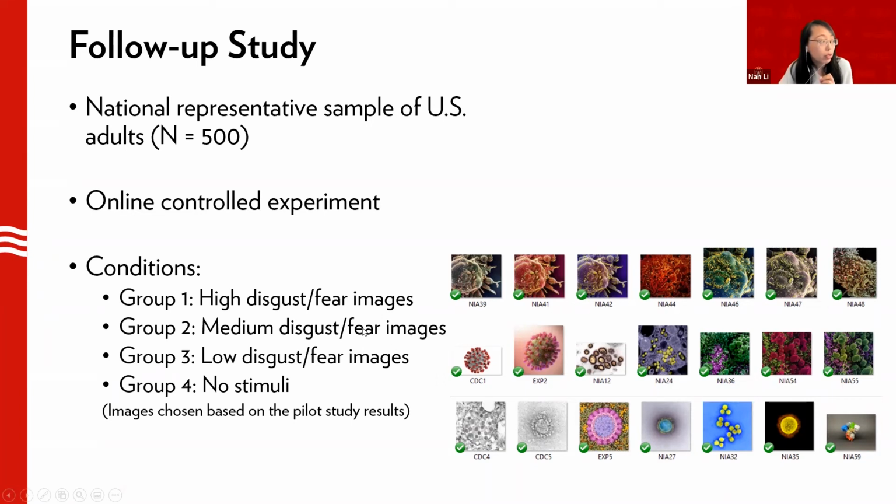And for each of the treatment groups, I showed people different sets of images based on the results from the pilot study. So for the first group, you can see they received those images that are ranked high on disgust and fear. And for the second group, the disgust and fear levels are relatively low. And for the third group, those are the lowest. Okay, so you can see those images are most visually friendly, in my opinion. And the fourth group is just a control group. They don't receive any stimuli.